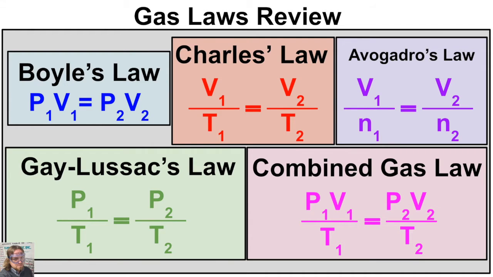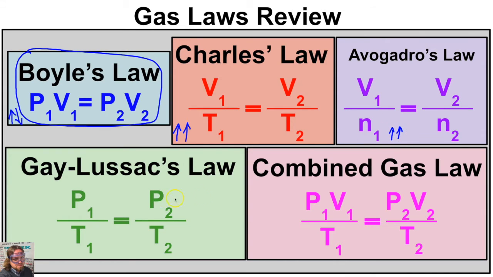So far this unit, in the gas law unit, we have been learning about several different gas laws. We've talked about Boyle's law, which states that the pressure and volume of a gas are inversely proportional. As one is increasing, the other is going to decrease. We've talked about Charles' law, which states that the volume and temperature of a gas are directly proportional. As one is increasing, the other will increase as well. We've talked about Avogadro's law, which states that the volume and number of moles of a gas are directly proportional. If the number of moles of gas is increasing, then the volume will also increase.